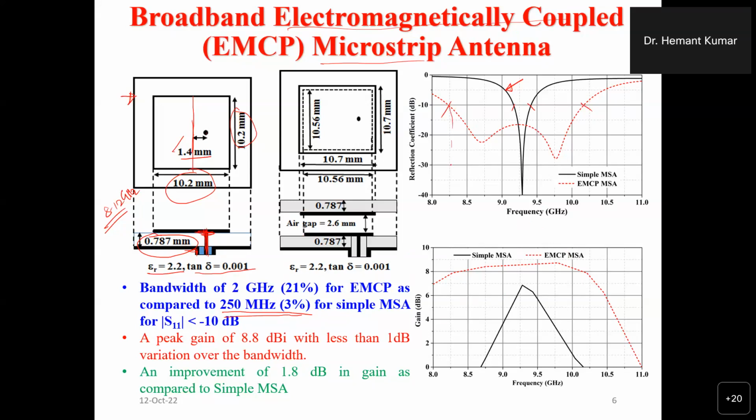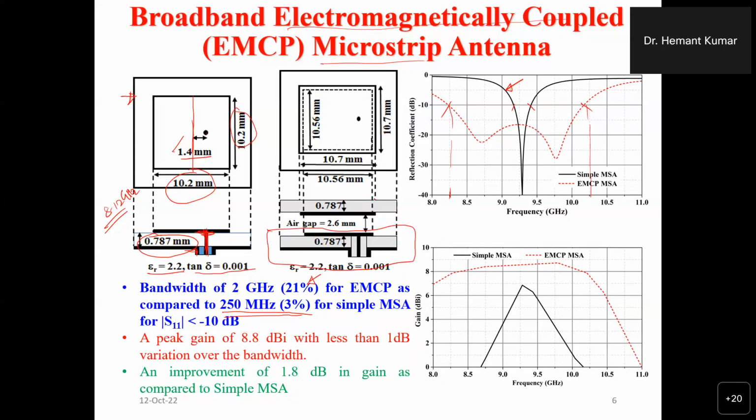If you measure the bandwidth, it varies from 8.25 to 10.25 approximately, which is around 2 gigahertz. In terms of percentage, it is 21%. So it is a significant difference between the bandwidth obtained from the EMCP and the simple microstrip antenna. What is an EMCP microstrip antenna? We use this simple microstrip antenna as it is.